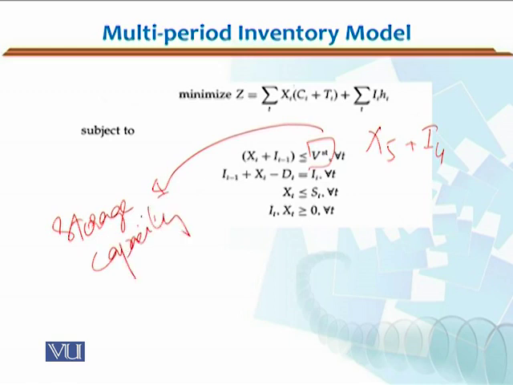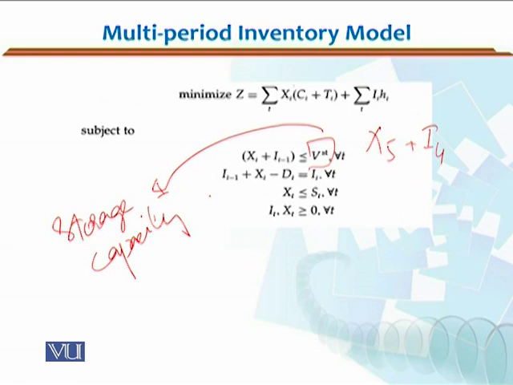VST actually represented your total storage capacity, for every time period T. Then my second constraint would be my ending inventory of the previous period, IT minus 1, plus the inventory which I have purchased in the current time period, XT, minus the demand of the current time period, should be equal to my overall ending inventory in that time period, for all T.